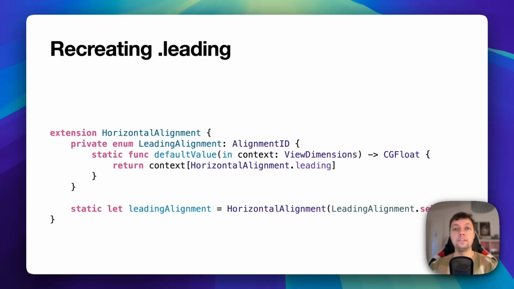To make things easier, we're also adding a static constant here called leadingAlignment, just so we can grab this in the UI easier. So then in your VStack, you could say VStack(alignment: HorizontalAlignment.leadingAlignment). And now you've recreated .leading yourself. Pretty simple stuff. The same would be, of course, possible for .trailing and .center.